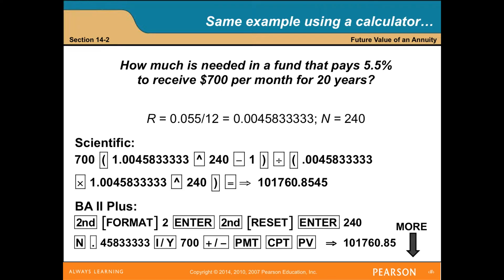And then this is basically just entering it into the calculator. And I'm going to try to plug it into my BA II Plus. All right, so then we do 240 N, 0.45833333 I/Y, $700 payment, compute present value, and there you go, $101,760.85.